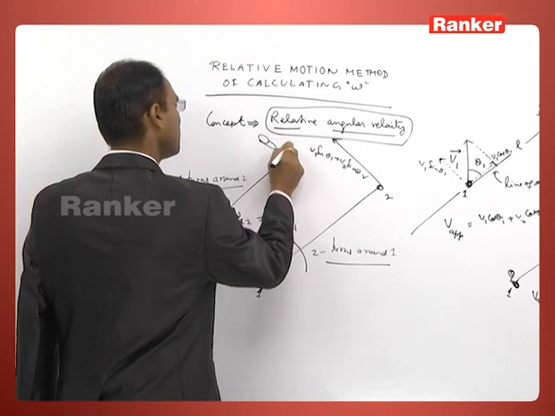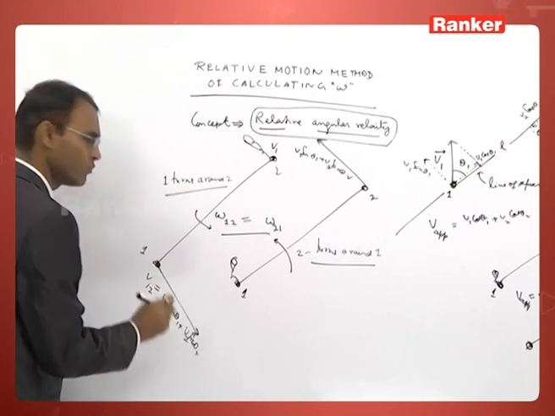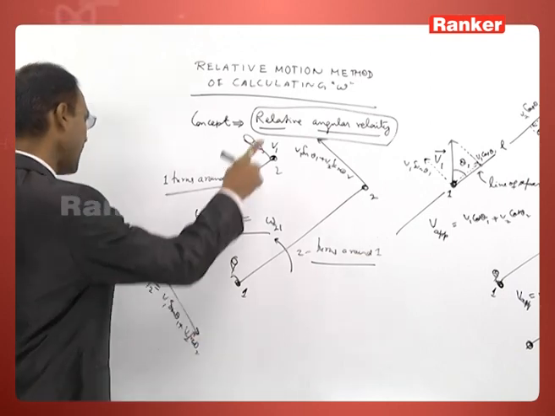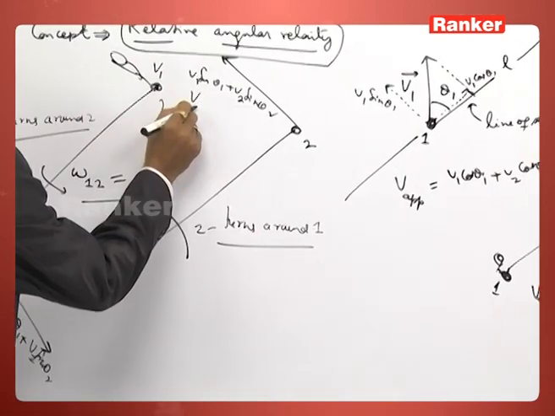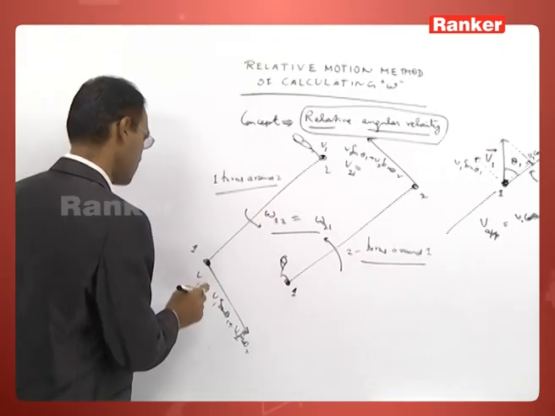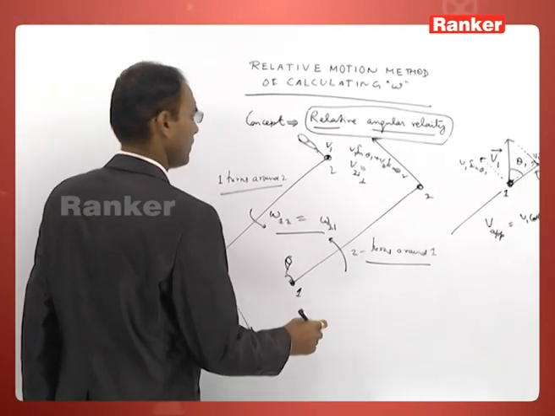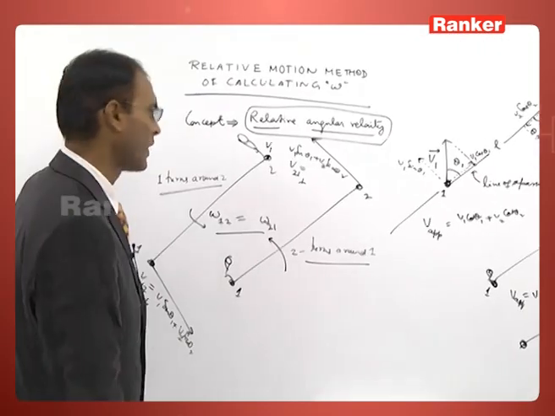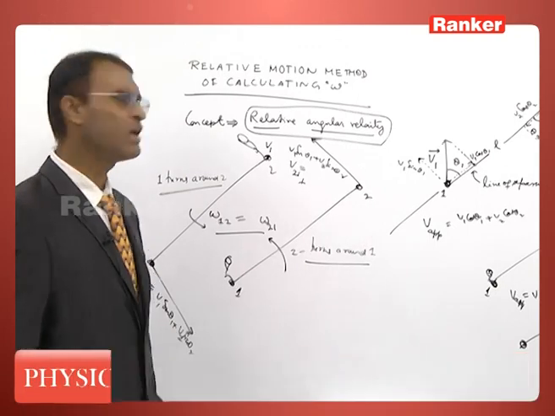Whereas the linear velocity of 1 with respect to 2 perpendicular to the line of separation, and the linear velocity of 2 with respect to 1, are equal in magnitude but oppositely directed. So, V12 is the perpendicular component, and if you intermix these two effects, they are approaching at the same time, and they are turning with respect to the other.